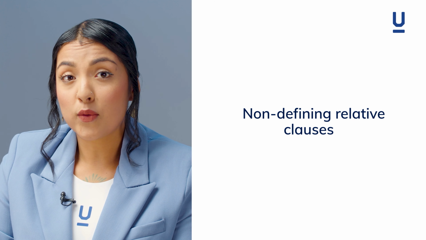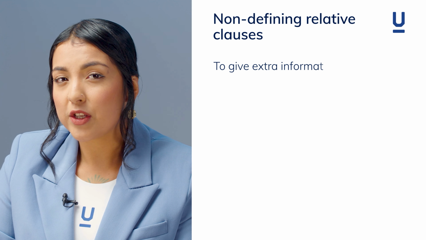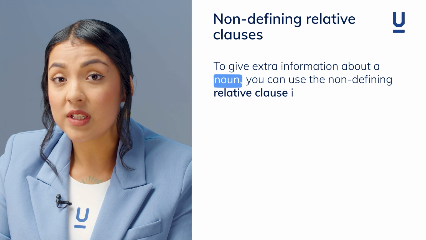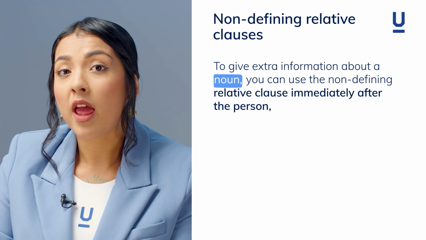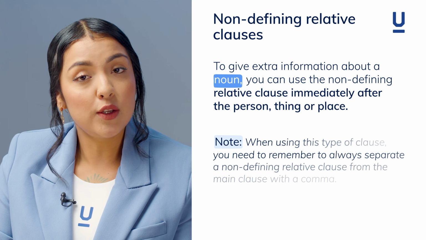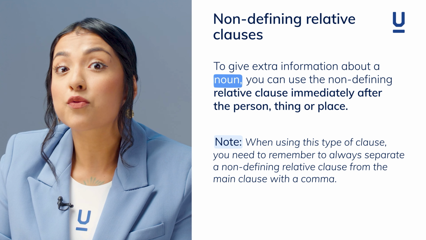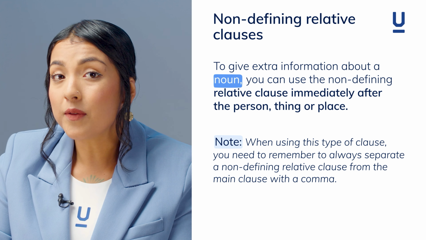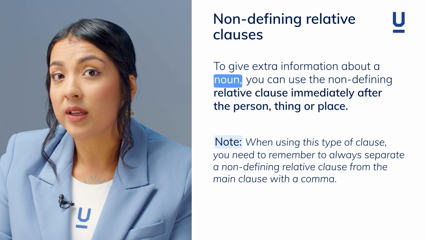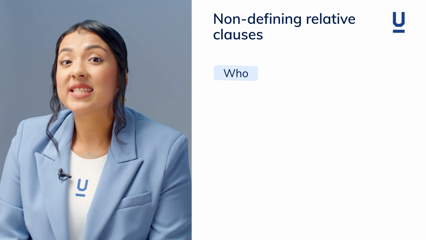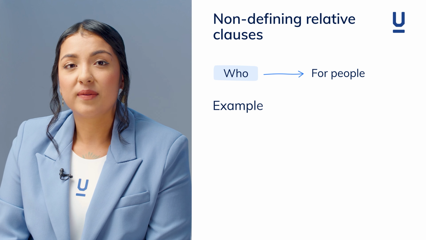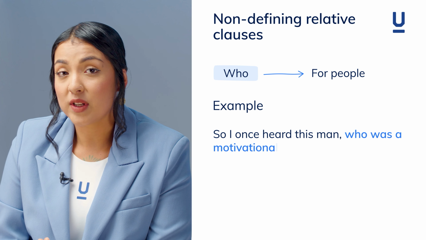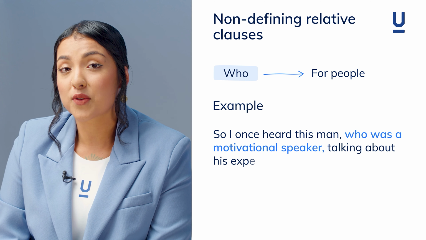Non-defining relative clauses. To give extra information about a noun, you can use the non-defining relative clause immediately after the person, thing, or place. When using this type of clause, you need to remember to always separate a non-defining relative clause from the main clause with a comma. Who is used for people, for example. So I once heard this man, who was a motivational speaker, talking about his experience as a fireman.